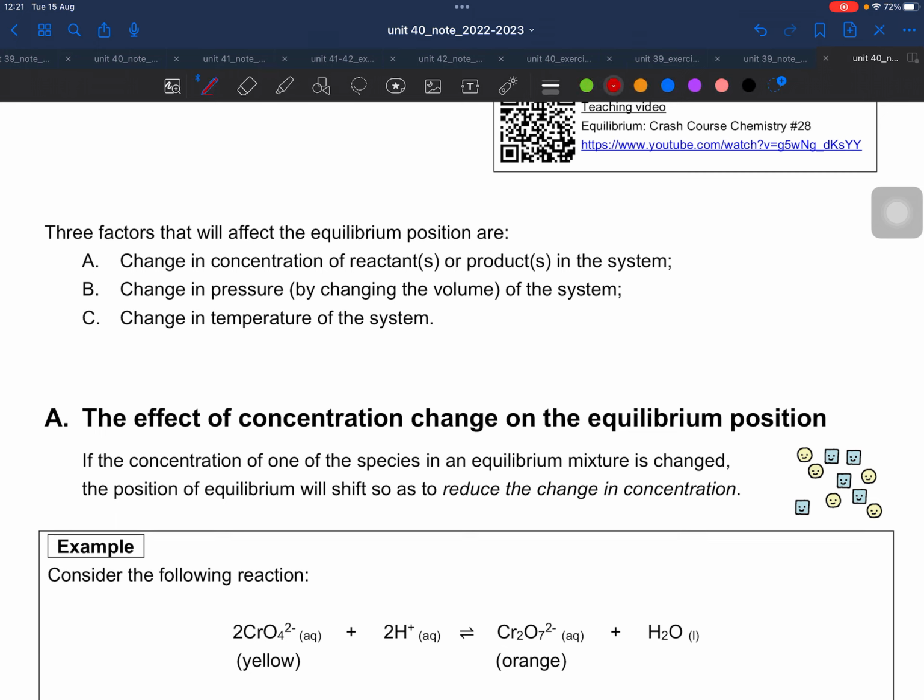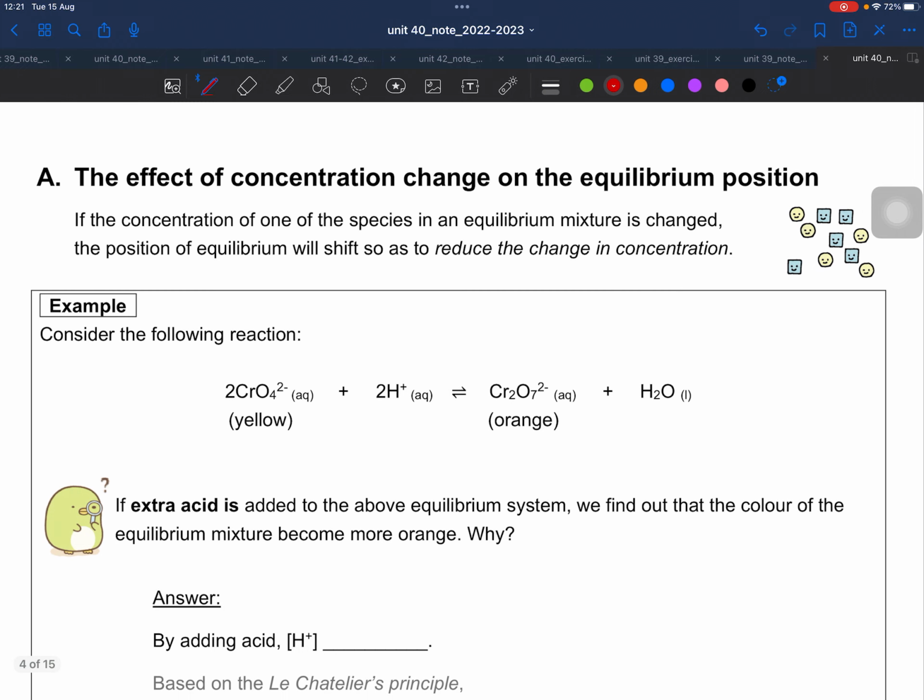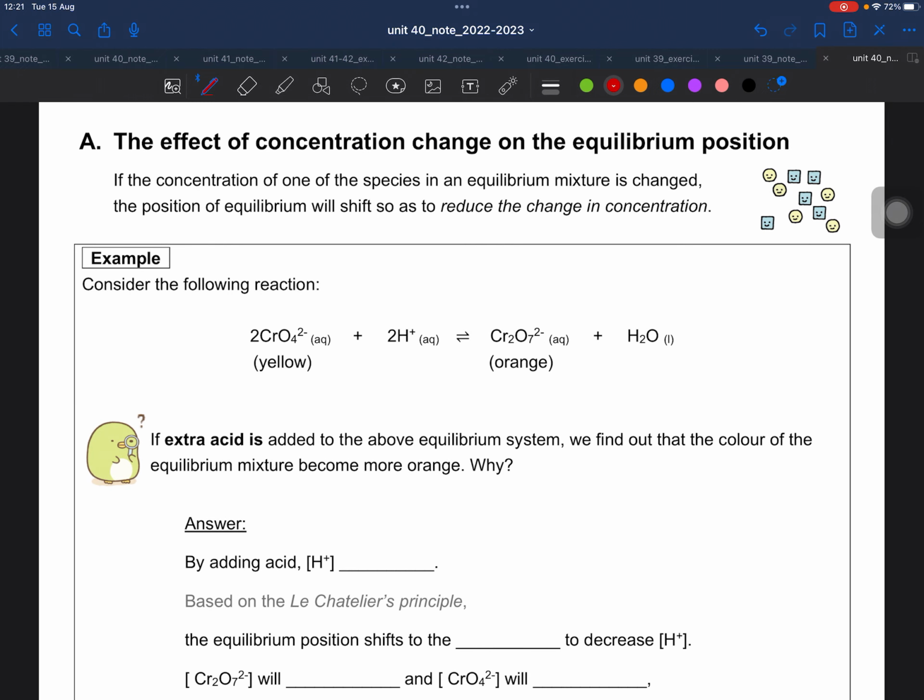In the DSE syllabus, we will have 3 categories. The first one is change in concentration. The second one is change in pressure by changing volume. The third one is change in temperature. So I will go through one by one. First of all is the change of concentration.